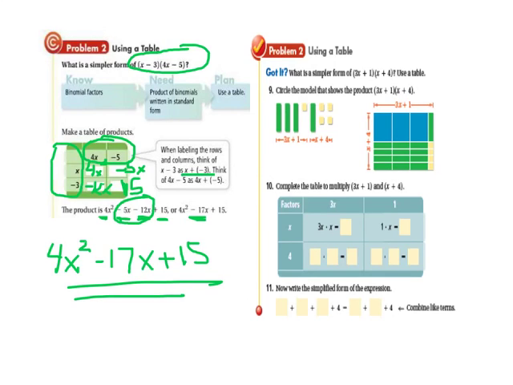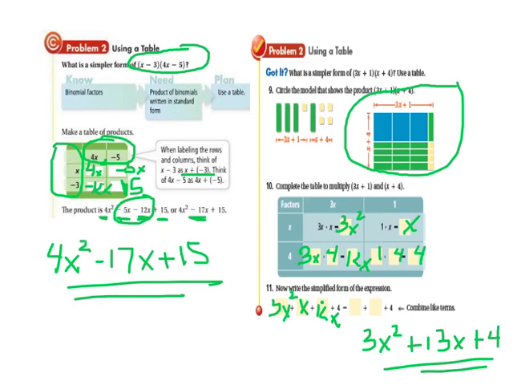If you like the table better, this is a great way for you to be able to do this. Go ahead and pause the video and do problem 2. Alright, in the end you should have ended up with 3x squared plus 13x plus 4.